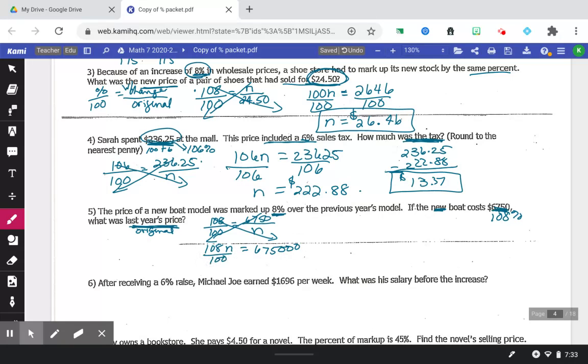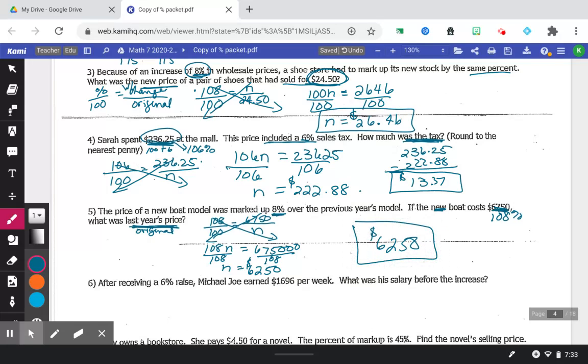Divide both sides by 100. And I get my final answer of, oh, not divide by 100. Sorry, guys. Divide by 108. And I will get my final answer of $6,250. So that is the original cost of the boat before the price was increased. Okay.